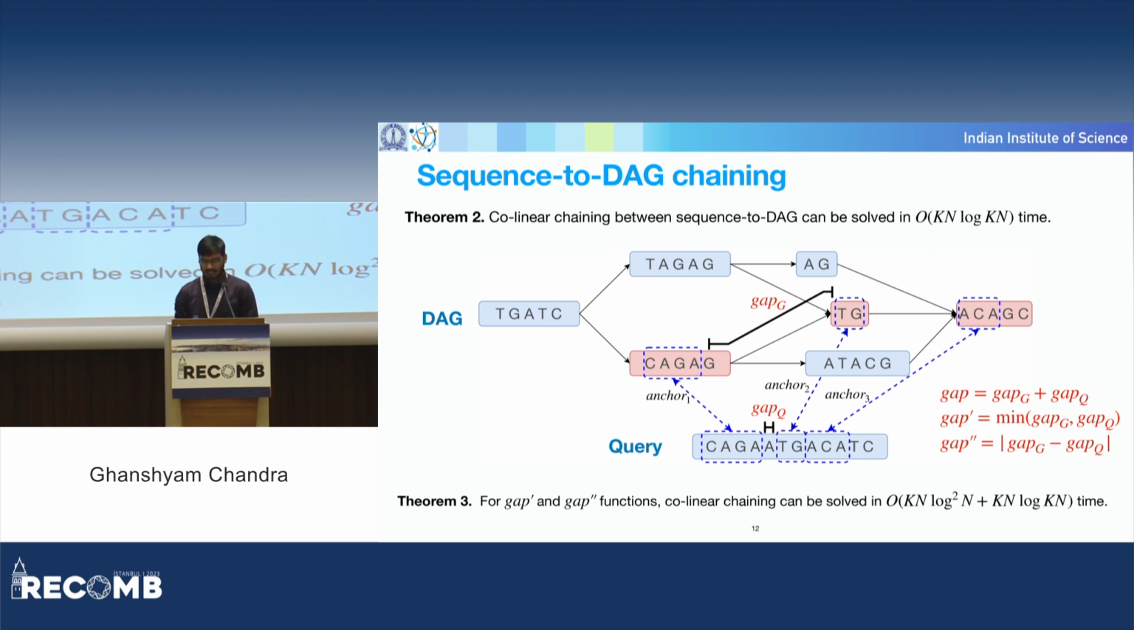Now, we have algorithms for different gap costs. Let's take an example. Gap prime is the minimum of the gap on a graph and the gap on a query sequence, and gap double prime is the absolute value of the difference of the gap on a graph and the gap on a query sequence. So for these gap prime and gap double prime functions, we can solve the collinear chaining problem between sequence and DAG in big O of k n log square n plus k n log k time. Here the log square term comes from the fact that unlike the one-dimensional range tree that we have used for the gap, we are now using a two-dimensional range query.